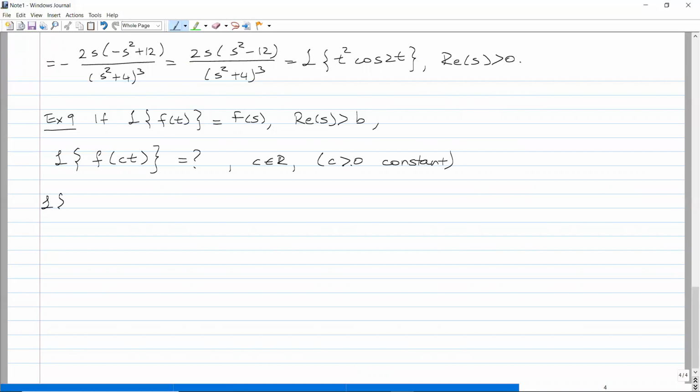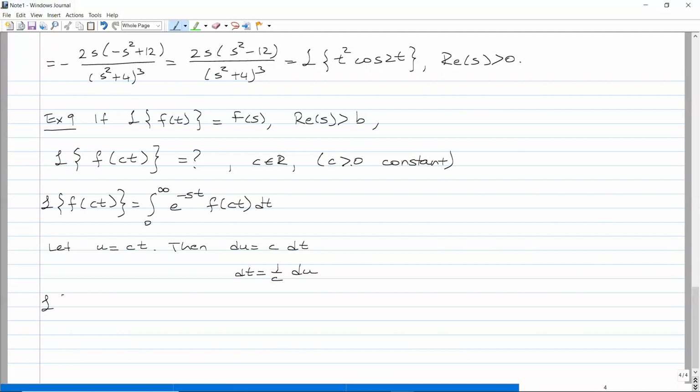Okay, so again, we are going to use the definition. The Laplace transform is the integral from 0 to infinity e to the minus st f of ct dt. So what we are going to do, basically, change the variable in the integration. We want to get rid of this c. So we let u to be c times t. Then du is c times dt. So dt is 1 over c times du.